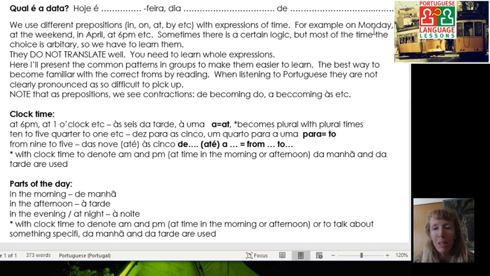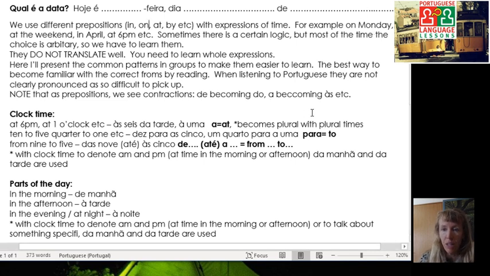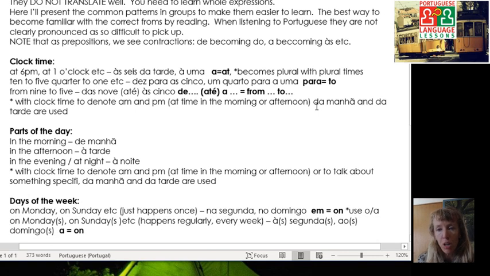Okay, so we are really best learning the whole expressions. Don't try and break it down into individual components. That's when people get in a big muddle. Okay, so I'm presenting here in groups, and hopefully it'll make it easier to learn. And the best way is to read, to pick up the correct forms. When we listen, we don't always hear these words. They're very short, they're very tiny, so they're not always clear. Okay, and also note that these words, because they're prepositions, they contract. They become do, as, etc. Okay, that's normal.